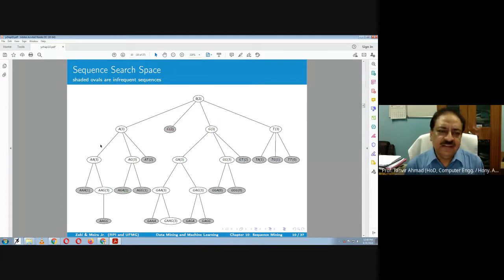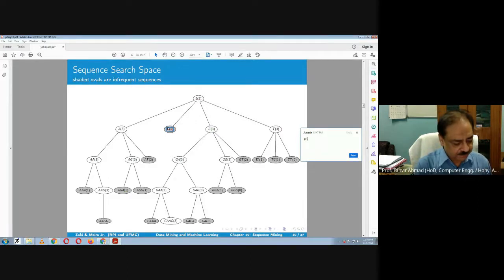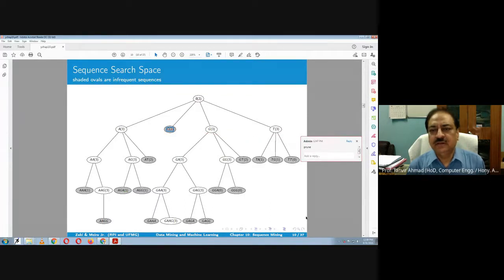Now after that, this is C1, because I am generating C1. Now with this one, I am going to prune it. Now this is pruned. Now I take the other one.